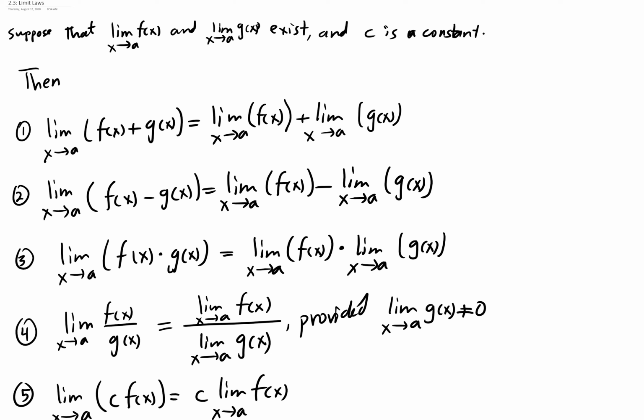The limit of the difference is the difference of the limits, which means you can pass the limit of the first function minus the limit of the second function. The limit of the product is the product of the limits, and the limit of the quotient is the quotient of the limits, provided that the limit of the denominator is not zero. Make sure you write that down.